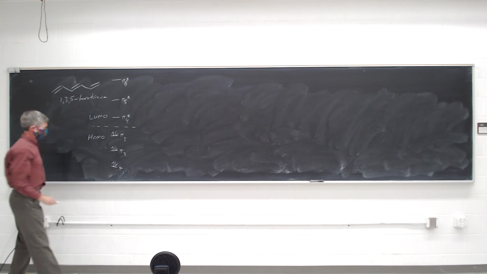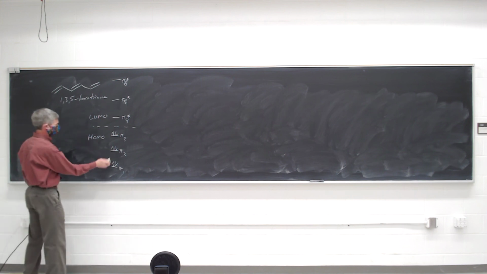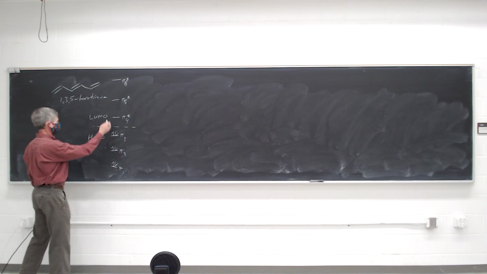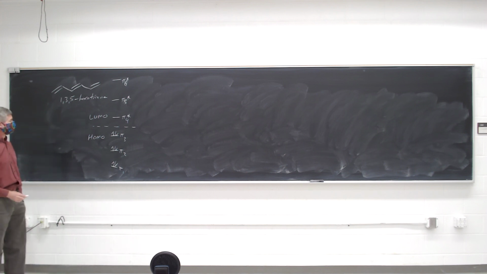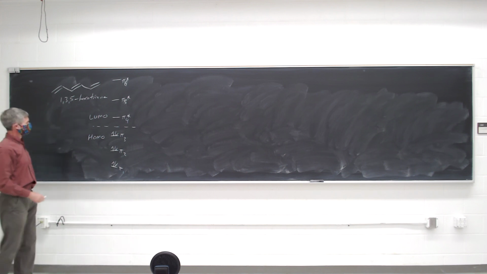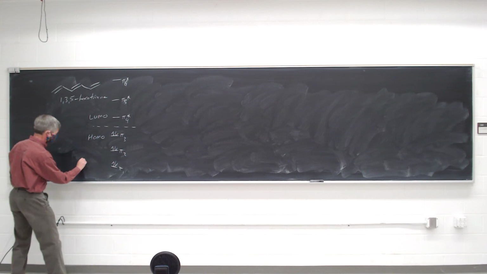So it would look like that. Three filled orbitals on the bottom, and the frontier would be between the HOMO, pi 3, and the LUMO, pi 4 star. And remember that this has 5 bonding interactions.